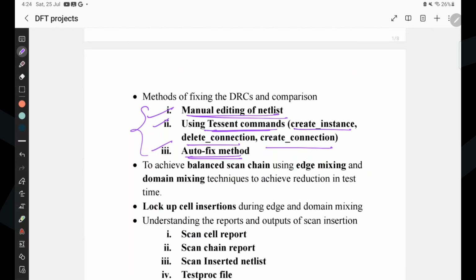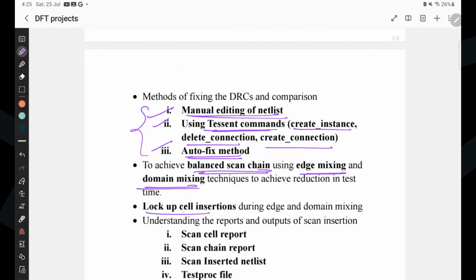And we will also be doing a comparison between the methods, to see which one is more preferred and why. We will also try to achieve balanced scan chains by going for edge mixing and domain mixing techniques. We will be adding some commands and implementing the edge mixing and domain mixing techniques.